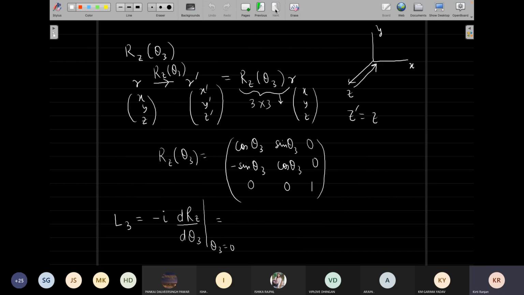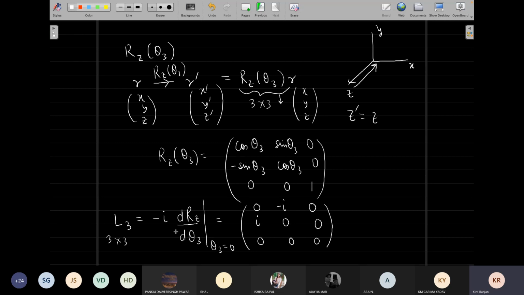So now that you have seen it, can you help me write down my L3 generator, which of course has to be a 3 by 3 matrix? First term, 0, 0. Second term, minus i. Third term, 0, 0. Next one, i, 0, 0, 0, 0, 0, 0, 0, 0, 0. Excellent. So you see that you have made the generator once you know the group element.